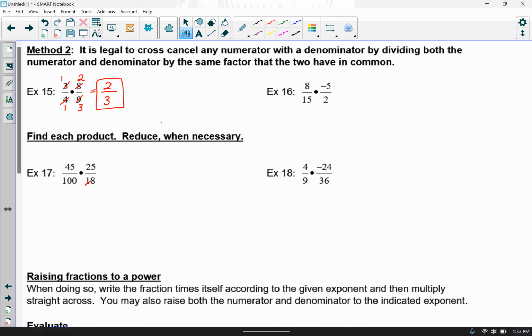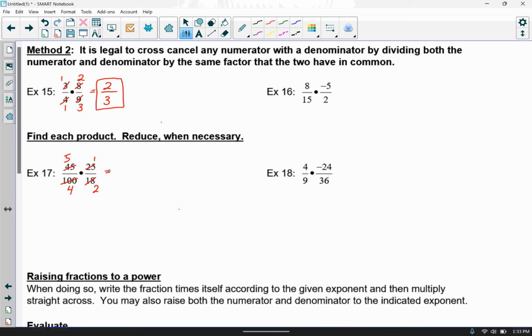So 18 divided by 9 would give me 2. 45 divided by 9 would give me 5. All right, that's starting to look better. Now, let's look at 25 and 100. They still have something in common, right? I could divide both of those by 25 itself, because 25 will go into both of those. So 25 divided by 25 is 1. 100 divided by 25 is 4.